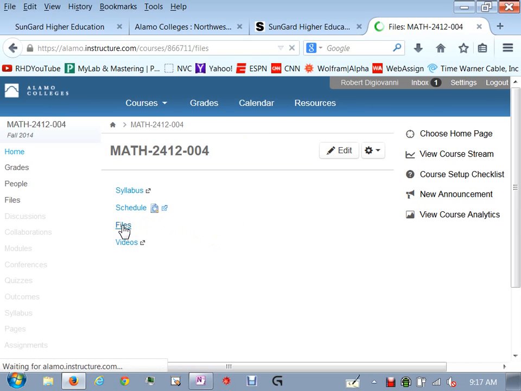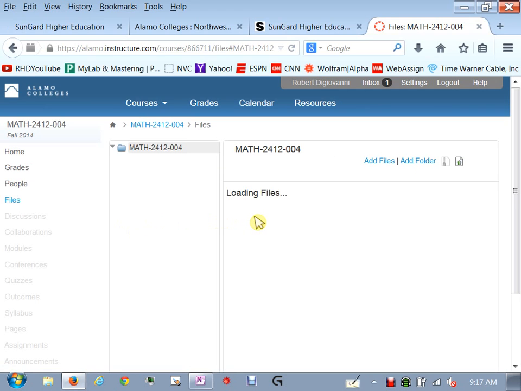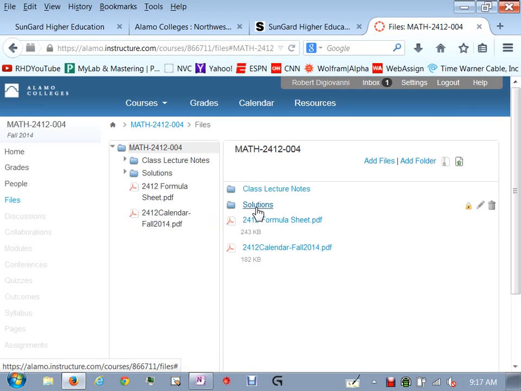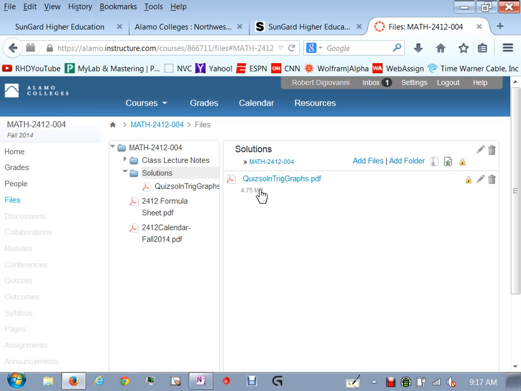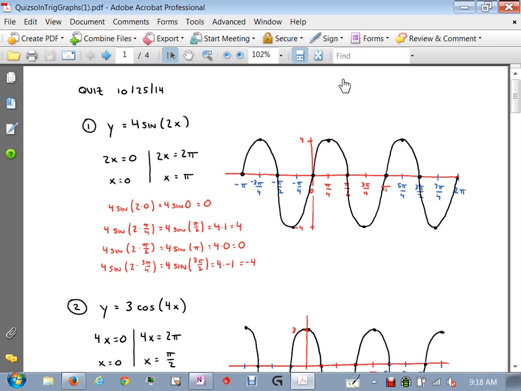I actually included it in the email, but if you go to our course Files, I have a new folder in here called Solutions. Right there, Solutions. You click on that. It says Quiz Solutions on Trig Graphs. So if you download this, it shows basically what I would be looking for on a quiz, or on your test, when I ask you to graph something.